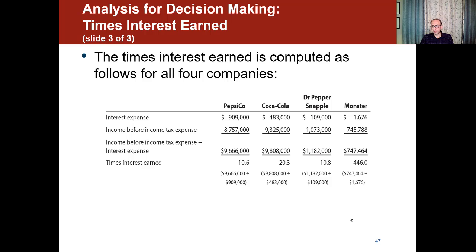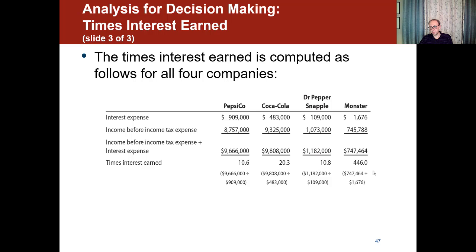So the times interest earned would be computed for these 4 companies. We have the interest expense, we have the income before income tax expense. We're going to add them, and then we divide by interest expense. So here we got the total, and then we divide it by the interest expense. You can see for PepsiCo it's 10.6 times. For Coca-Cola it's 20.3. For Dr Pepper Snapple it's 10.8. For Monster it's 446.